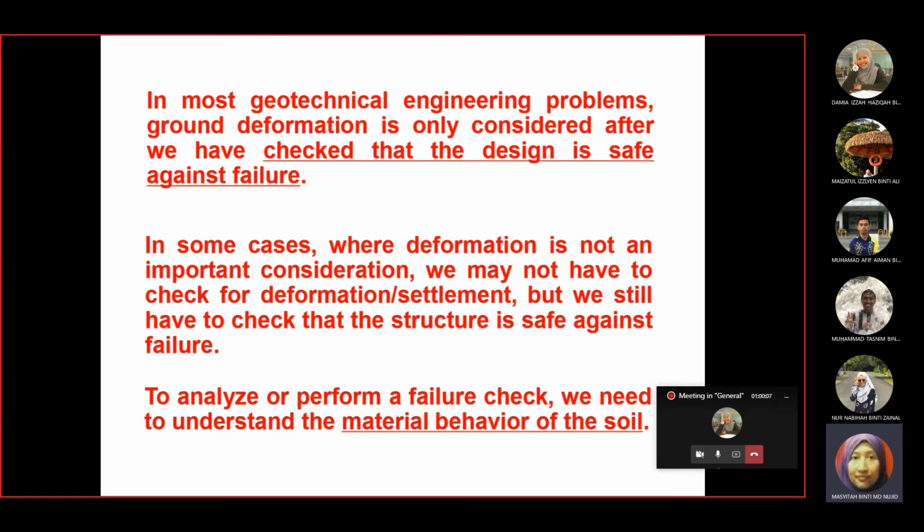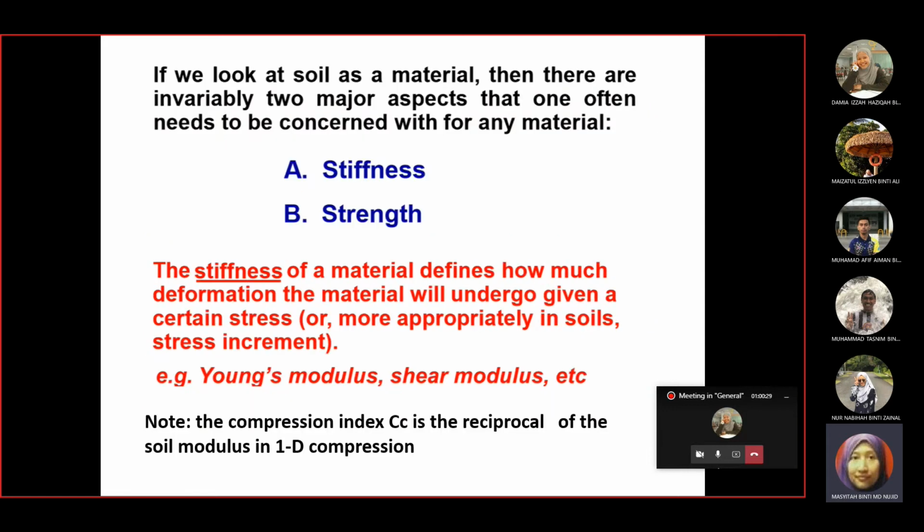Okay, dalam geotechnical engineering the first one yang masa saya show you overview, the most important is the design. Design mesti safe against the failure. And then all those things yang control kepada design safe or not tu dia adalah material behavior lah. You kena understand the material itself supaya senang untuk you buat analysis dan juga design.